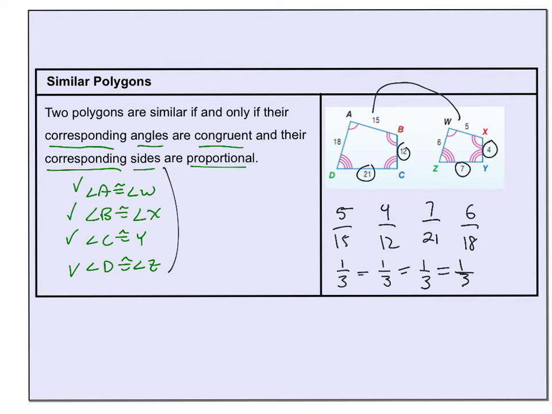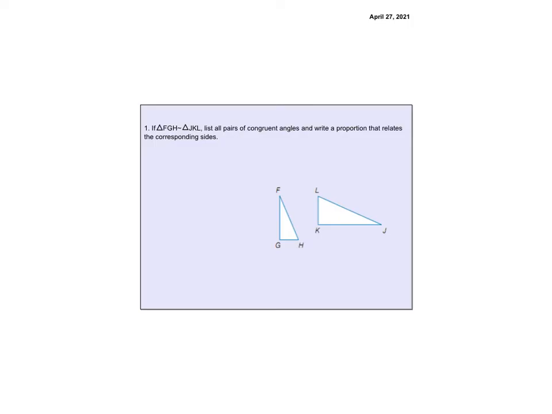Both of these things have to be true in order for two polygons to be similar. That's what has to happen: sides in proportion, corresponding angles congruent.